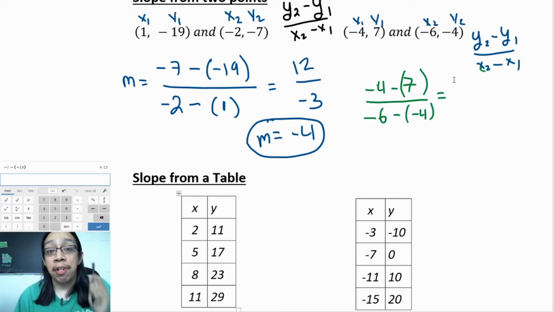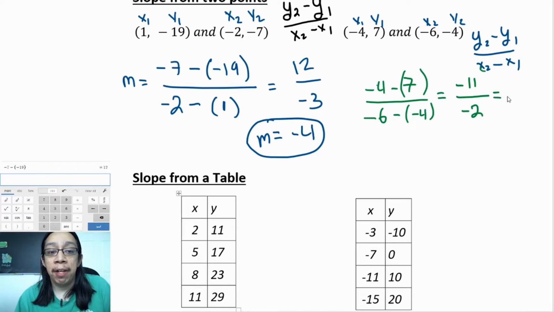So again, you can use the calculator that's right above me at decimals.com, or you can use the calculator in your phone. Or if you have a real calculator, you can use whatever you want. So negative 4 minus 7 is going to get you negative 11, divided by negative 6 minus negative 4. That should get you a value of negative 2.